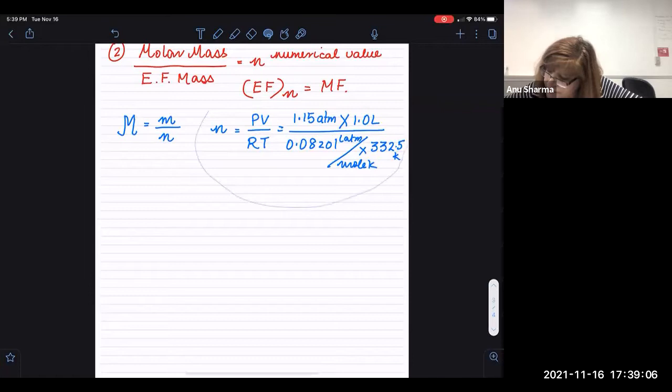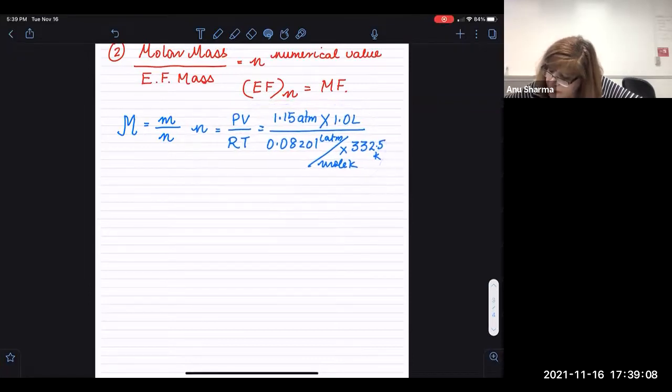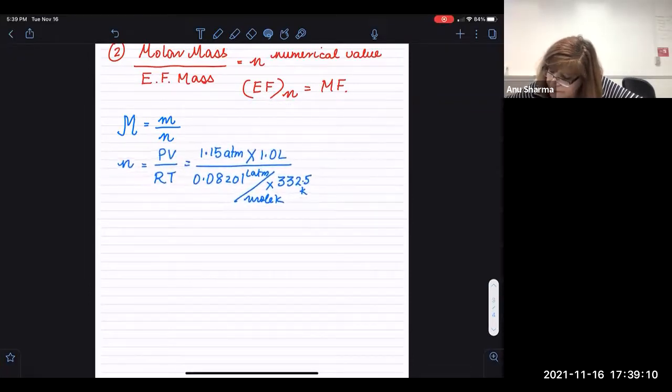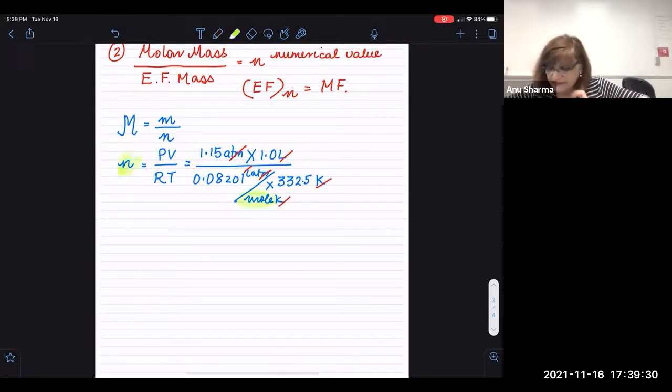Okay, so let's do this calculation. What do you get? So you see that the ATM and ATM cancel out, liter and liter cancel out, K and K cancel out, and you're just left with the unit of moles. So these moles are this guy. So what do you get here?